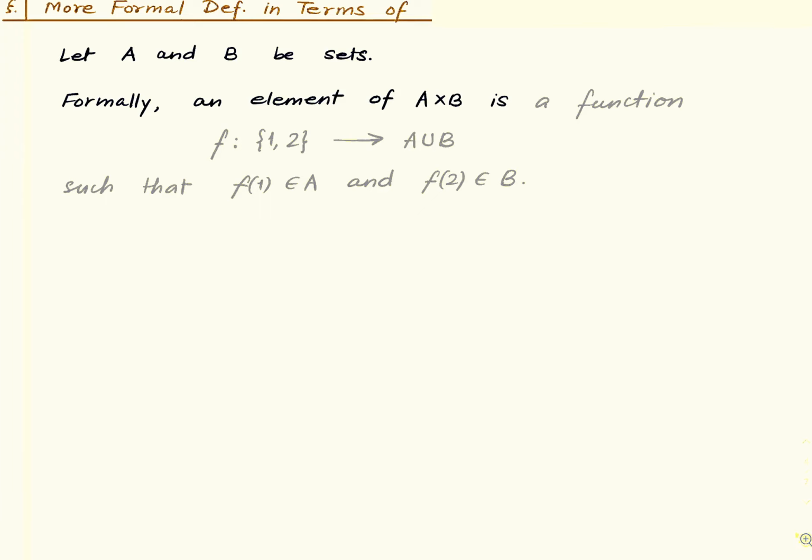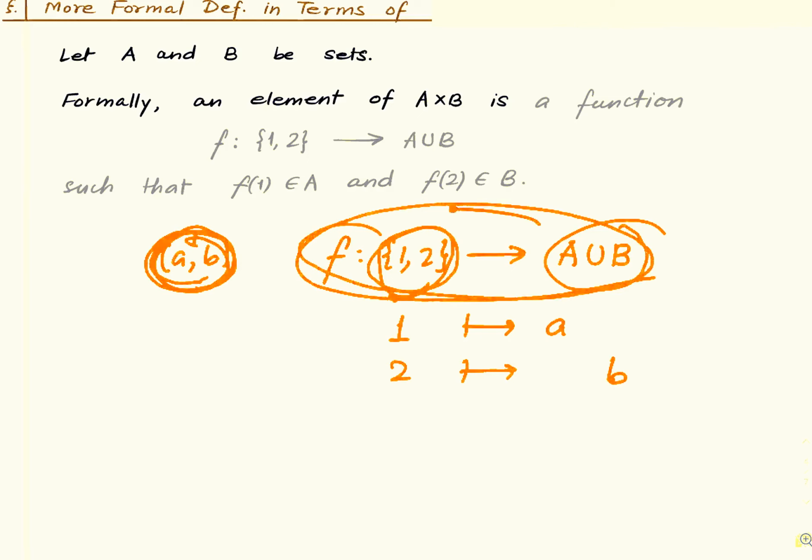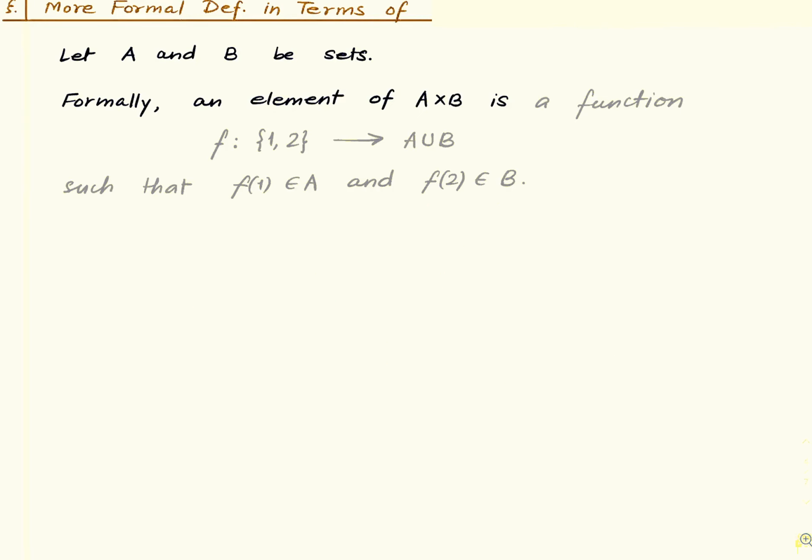So one should be able to relate this with our more intuitive notation. When we are given this ordered pair, what function do we think of it as? We think of it as the function which takes {1, 2} to this set in the way where 1 maps to little a and 2 maps to little b. So to this we associate this function, and whenever we are given any such function, we can get an ordered pair. So this is the formal definition.